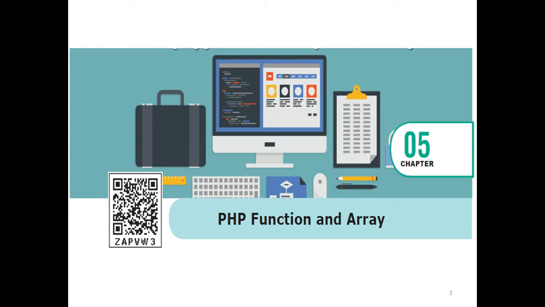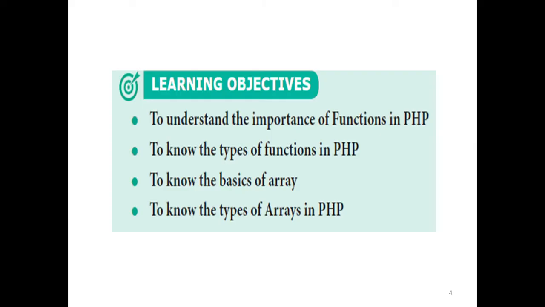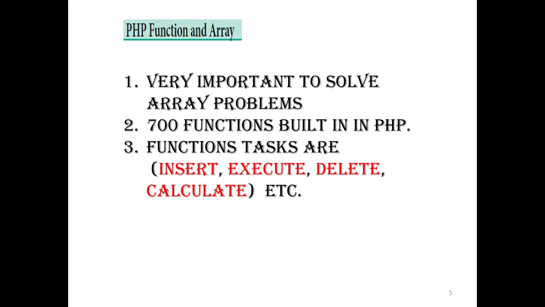Okay, now what's the lesson? The fifth lesson topic is PHP function and array. Before this, we learned the 4th chapter, fundamentals of PHP. As a continuation, now we see PHP function and array. The learning objectives in this lesson are to understand the importance of functions in PHP, to know the types of function in PHP, to know the basics of array, and to know the types of array in PHP. We learn these in this topic. First one, PHP function and array.